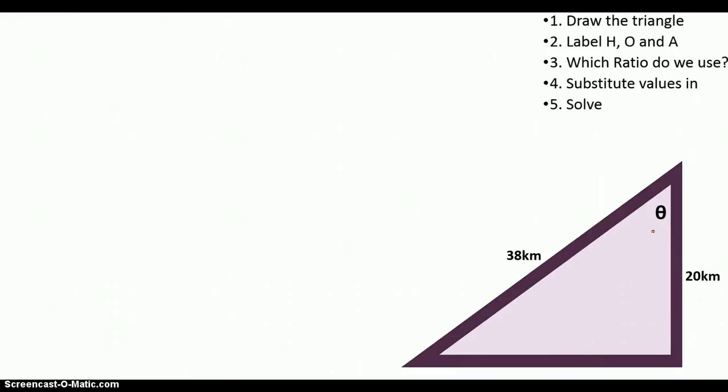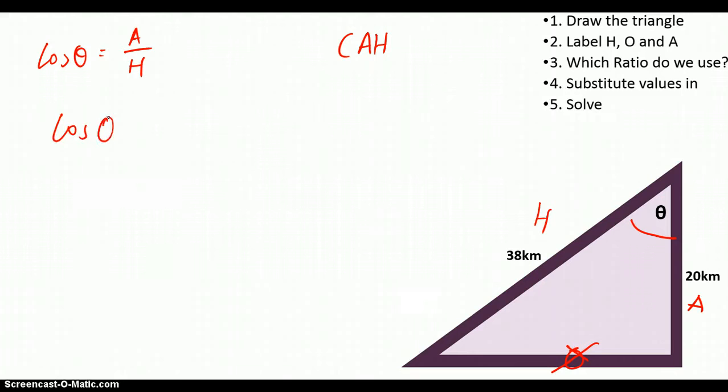Okay, now that you've had a shot at this, our reference angle is there. This will be our opposite, this will be our hypotenuse, and this will be our adjacent. So let's cross out the ones that we don't need. So we've got A and H. If you remember, A and H fall under CAH. So in this case, our formula is cos theta equals adjacent over hypotenuse. If we substitute our values in, we get cos theta equals 20 over 38.